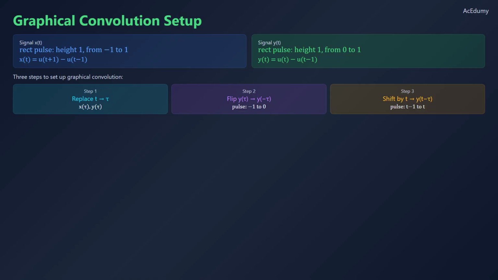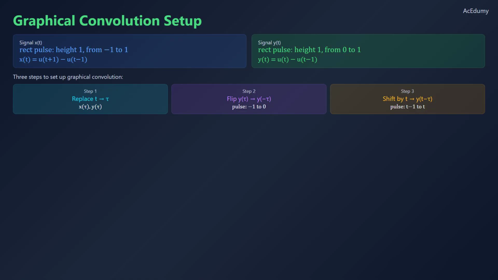Now let's learn graphical convolution, a visual method for convolving any CT signals. Consider x(t), a rectangular pulse of height 1, from t equals -1 to t equals 1, and y(t), a rectangular pulse of height 1, from t equals 0 to t equals 1.